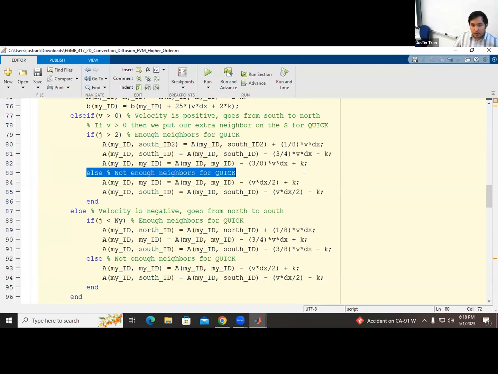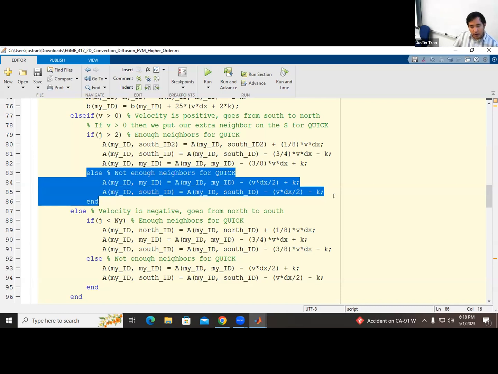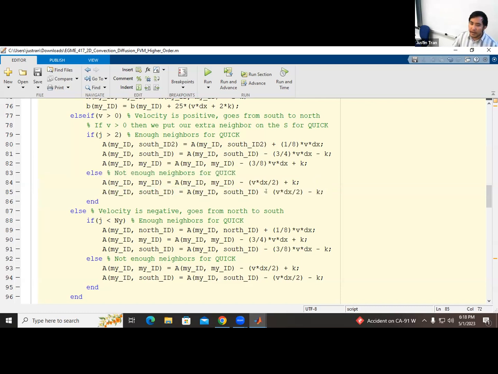But if we don't have enough neighbors for QUICK, so if we only have that one neighbor to the south, then we just revert back to our basics. That's what this does here. These coefficients are the same as in the notes, so definitely cross-check the coefficients, but I think that's the most important thing. Else, if we don't have enough neighbors for QUICK, then we have this here. The other case is if the velocity is negative. If the velocity is negative, that means we're going from north to south, which means we want to put our extra neighbor to the north.